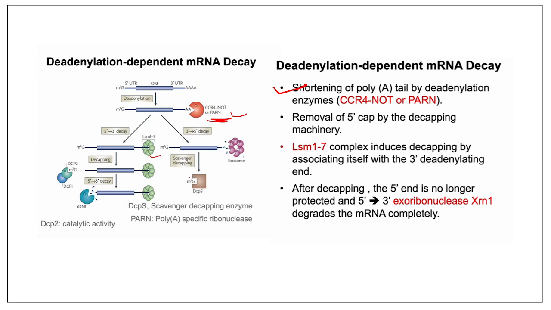And there is another enzyme which is known as DCPS, scavenger decapping enzyme, which is again responsible for the removal of the 5 prime cap. So this is your deadenylation dependent mRNA decay.